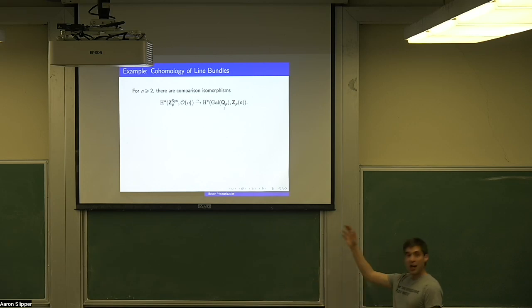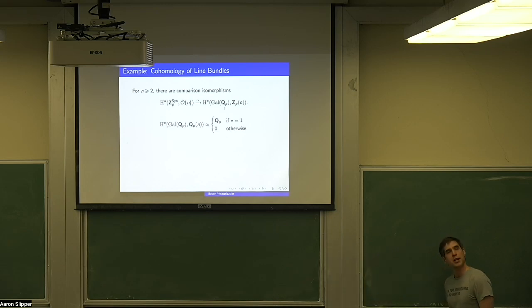And the right-hand side is something that you can compute using local class field theory. It's maybe a little complicated, but rationally it's not complicated. Rationally it's very simple. The cohomology is concentrated in degree 1, and it's just a one-dimensional vector space over Qp. So that's what the left-hand side looks like as well.